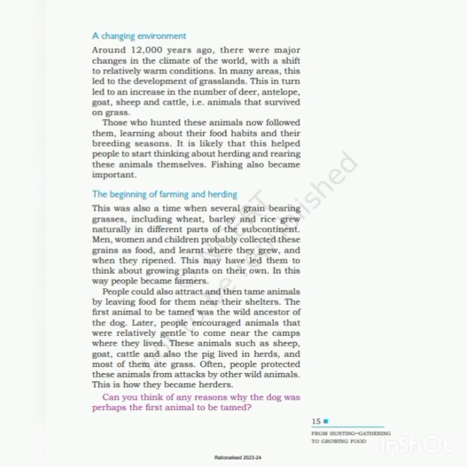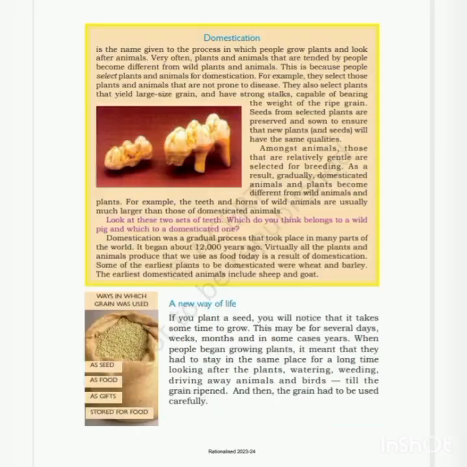And simultaneously, the beginning of farming and herding also began during this period, as this was a time when several grain bearing grasses, including wheat, barley, and rice, grew naturally in different parts of the subcontinent, due to which this may have led people to think about growing plants on their own. In this way, people became farmers during that period. Men and women and children probably collected these grains as food and learned where they could grow and ripen easily.